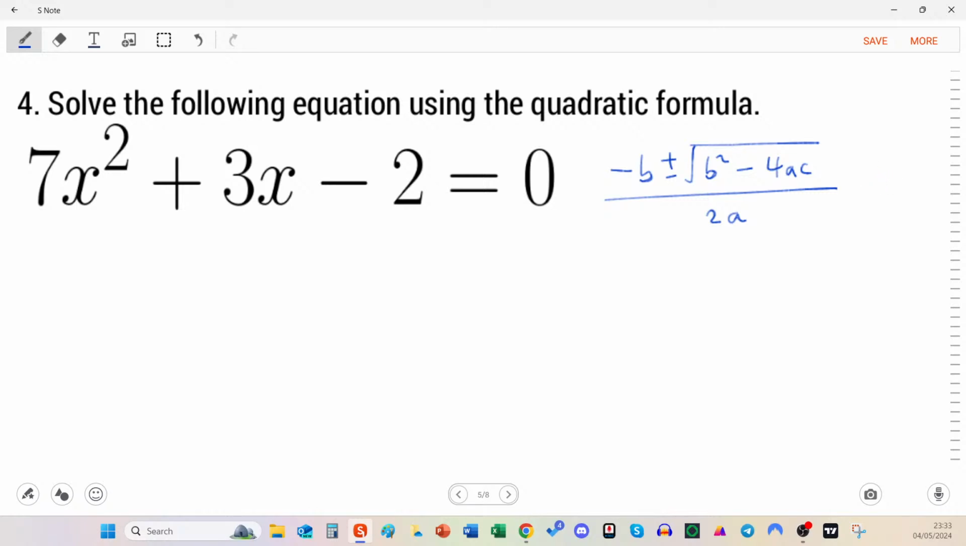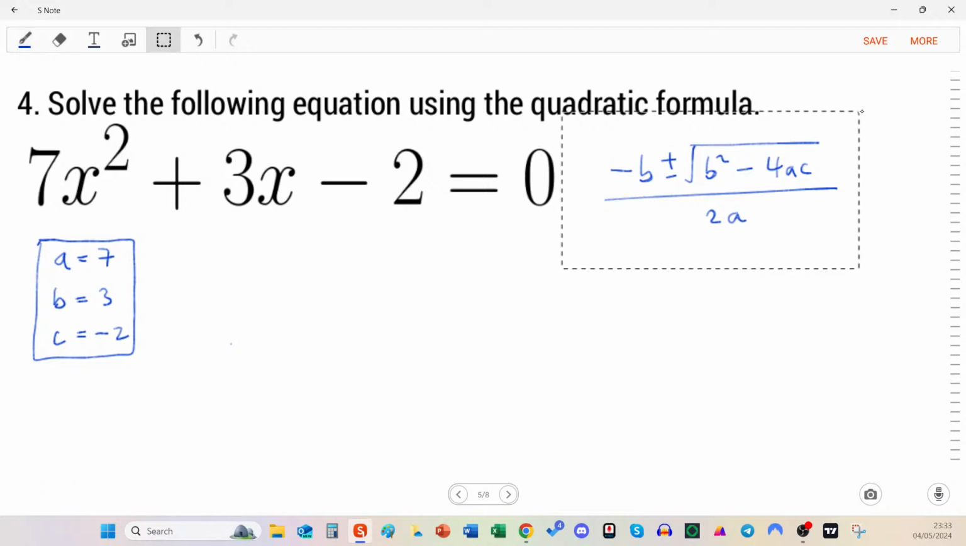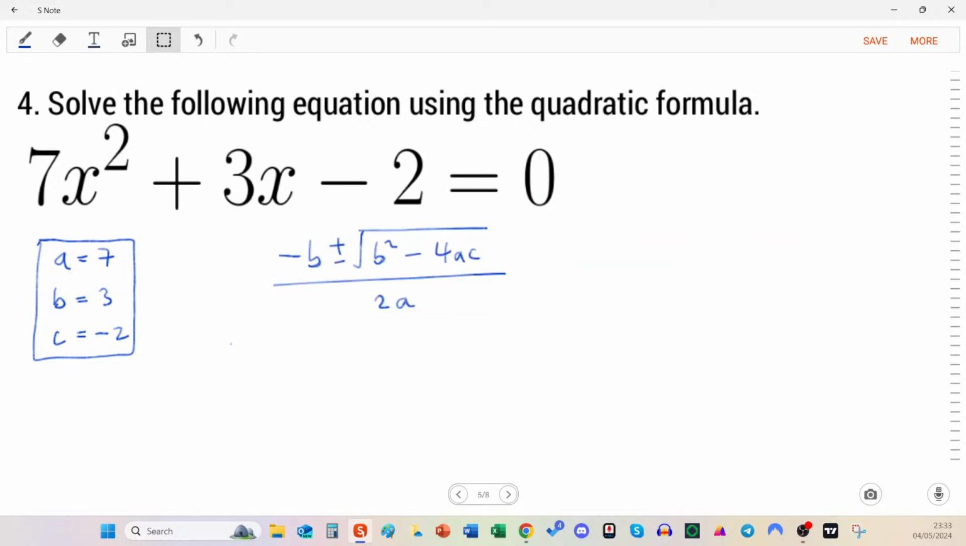We're solving. First thing is to identify a, b, and c. A is the coefficient of x squared. B is the coefficient of x. And c is the constant at the end, negative 2. Sometimes people think it's 2. Don't be one of those people. This is negative 2. The sign goes with it. So now we need to put it into the quadratic formula. There really is only one way to do this properly, and that's with plenty of brackets.